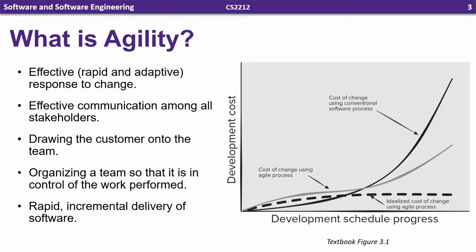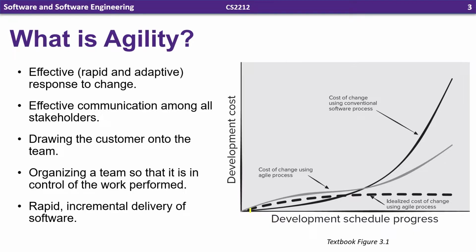So what is agility? Well, in terms of software, it's effective response to change that's both rapid and adaptive. It also means drawing the customer or the stakeholders onto the team, and that means frequent communication with them and making them part of the process. It also means organizing a team so that it's in control of the work performed. So the team should be empowered to make certain decisions about the software and what they're working on day to day, so long as it's fulfilling the overall goals and objectives of the project. It also means rapid incremental delivery of software, sort of like we saw with prototypes and the other models. And the goal here is to reduce that cost of change.